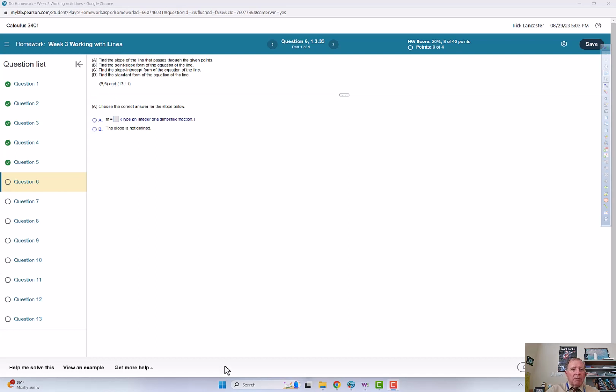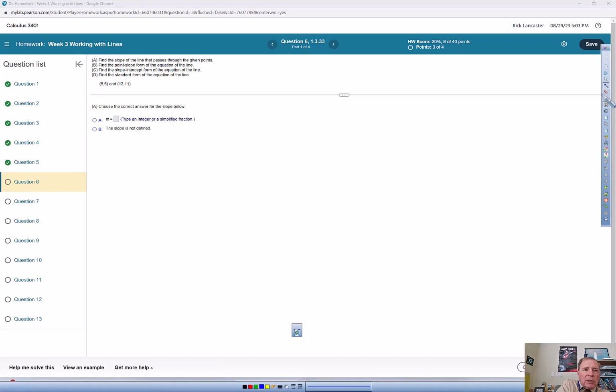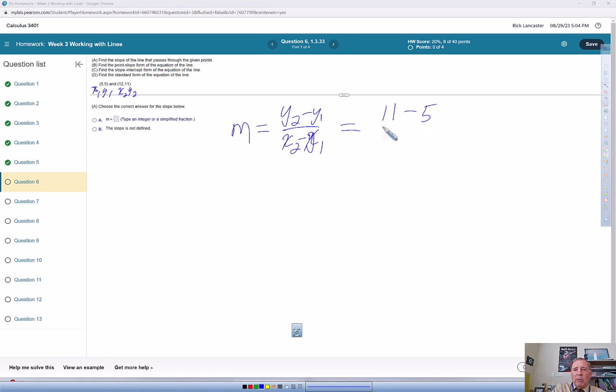So I'm starting my stopwatch, and the first thing I'm going to do is label these 2 points, x1, y1, x2, y2. So the first thing I need is the slope, and I'm going to use the slope formula: y2 minus y1 over x2 minus x1, so I know exactly what numbers to put where. That's y2 is 11 minus y1, which is 5, divided by x2, which is 12, minus 5. So this is going to be 6 over 7, and that's my slope.